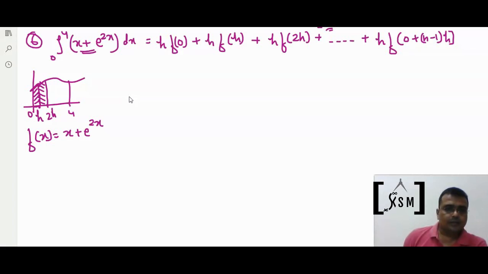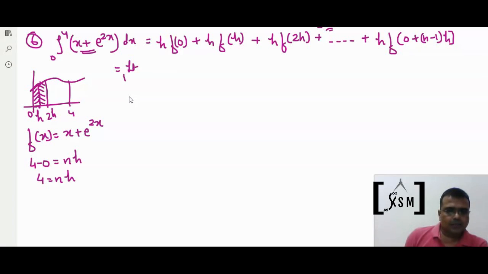So, h minus 0, the upper limit minus lower limit, is equal to n, the number of rectangles, with each rectangle's width being h. So 4 minus 0 is equal to n multiplied by h. So 4 is equal to n times h. So we'll use that.